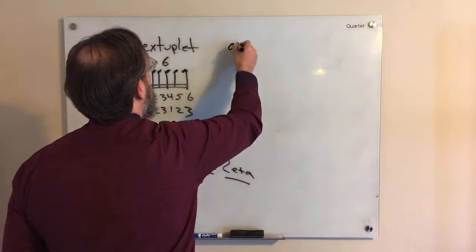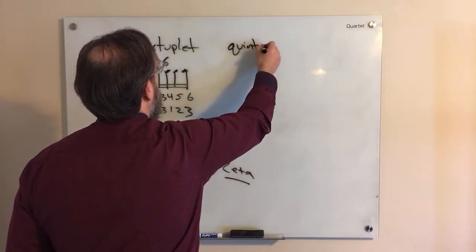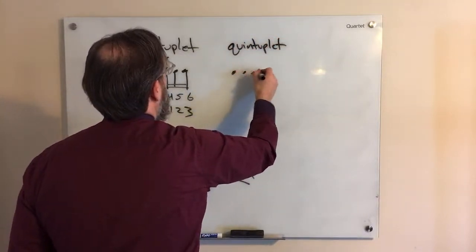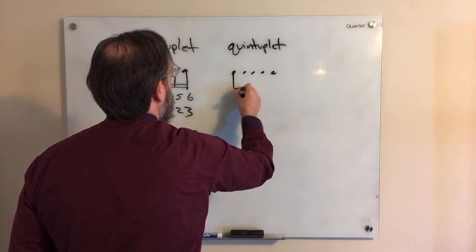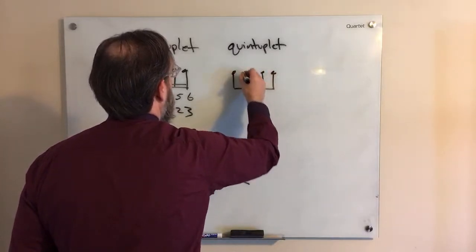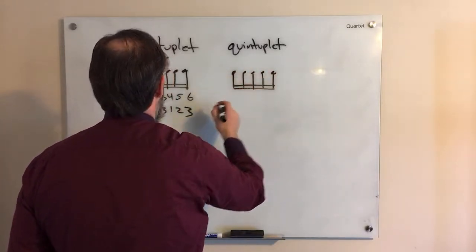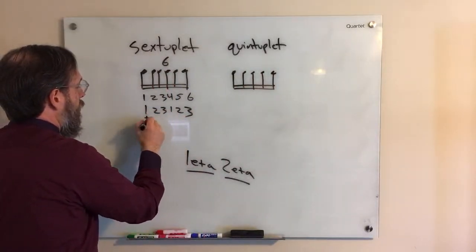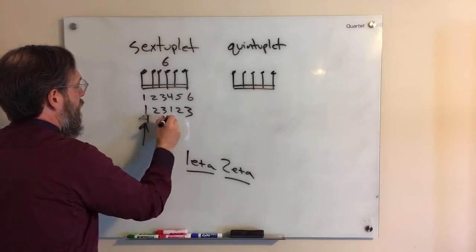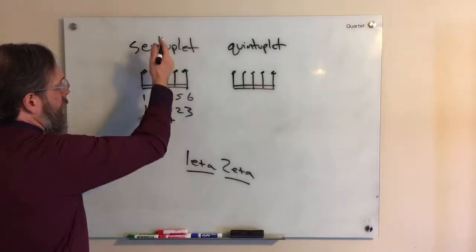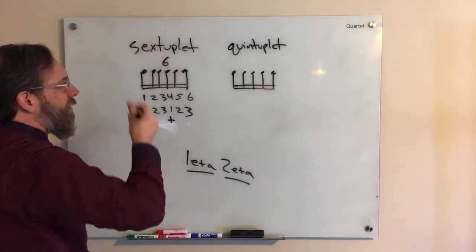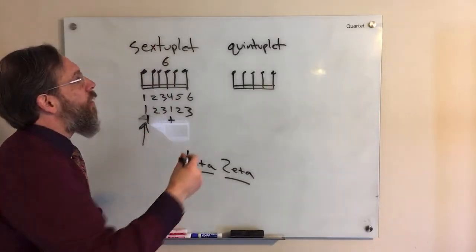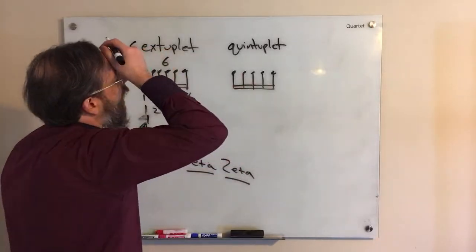Next most common will be your quintuplet. Here, 1, 2, 3, 4, 5. What's nice about the sextuplet is that you still have your downbeat, and it's that duple subdivision. It's symmetrical, right? It comes at 3, 6. Quintuplets are an odd structure.